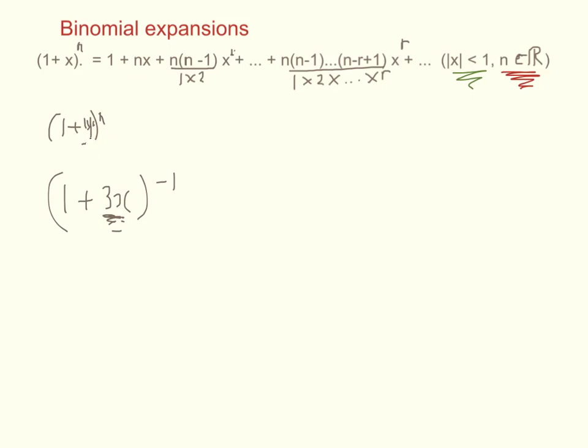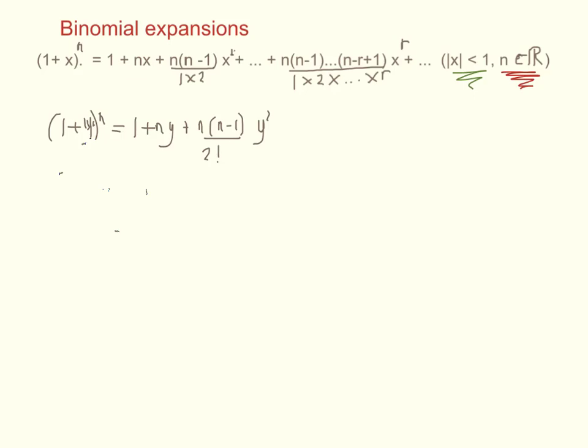Okay, so we've got 1 plus y to the n. So we're going to get the rest of the formula. So 1 plus ny plus n times n minus 1 y squared over, instead of writing 1 times 2, I'm going to write 2 factorial. Okay, now that's as far as the formula goes.